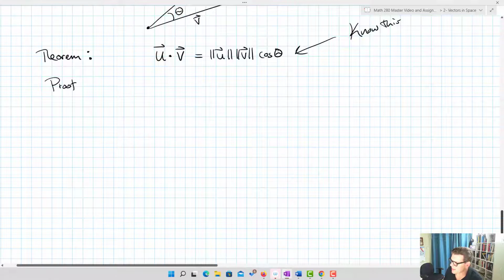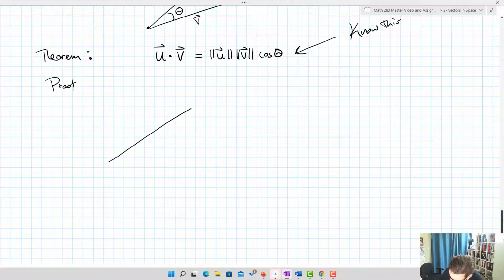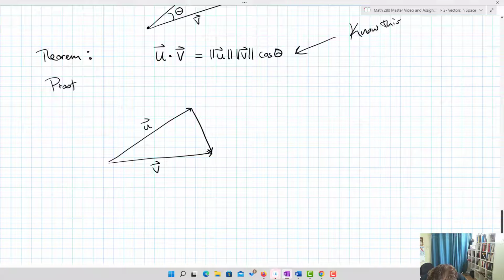So what I'm going to do is set up u. There's my vector u, and then here's my vector v. And I'm going to draw this line here. There's another vector, and this vector is actually v minus u. And there's my third vector. Now I have a triangle where the 3 sides are u, v, and v minus u.